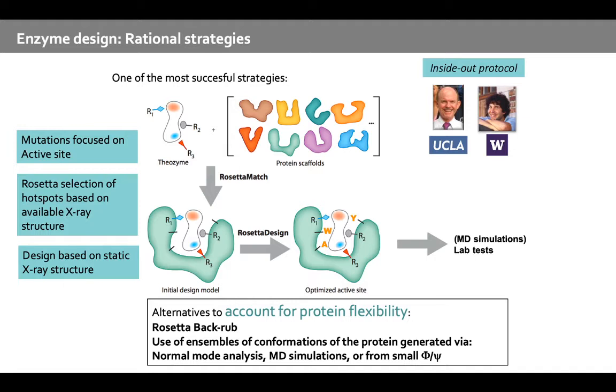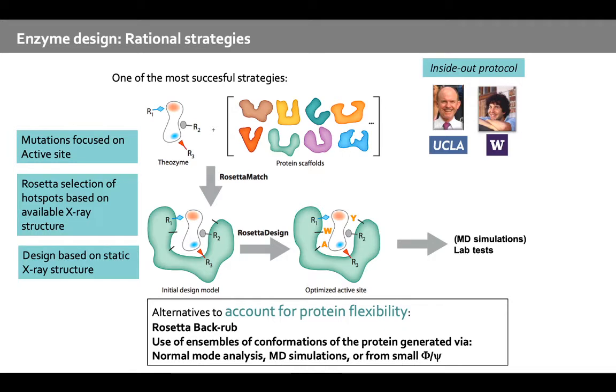Also, experience says that it's best if you say mutate this position to this set of amino acids, like polar amino acids or non-polar, so you should impose on the program some knowledge that is required. And as I said, mostly the active site.